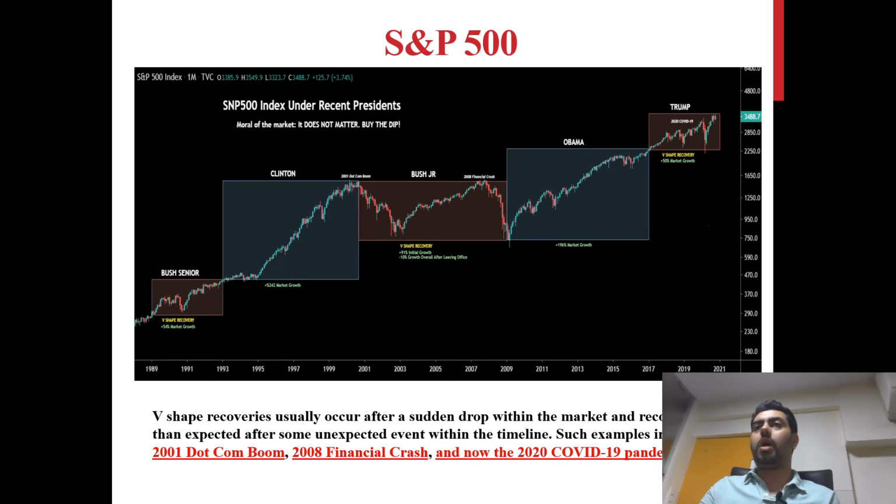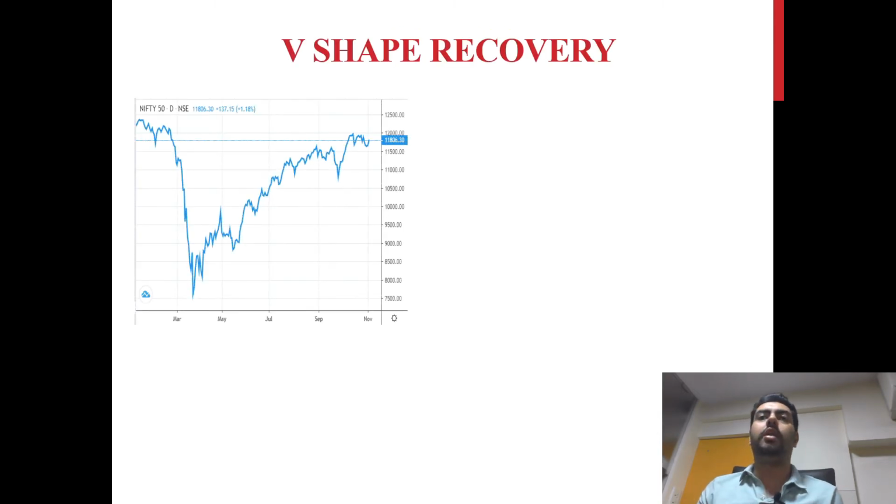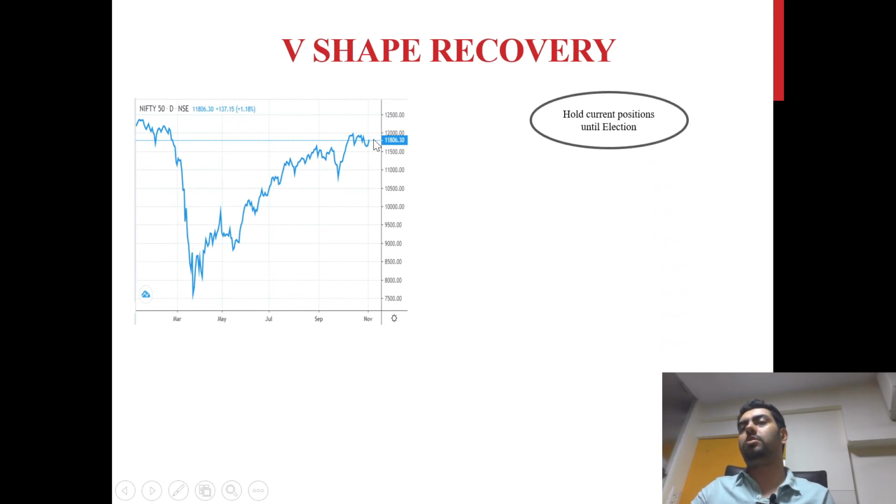Now we'll take a look at how the V-shaped recovery has had an impact on the Indian markets. Like you can see, this blue chart is the Indian markets from the month of January, and from January we were at 12,500 to 12,600 levels. From there onwards, we corrected all the way to 7,500 around mid or end of March, and like you can see, 7,500 was the low, and from there we've gone back up to 11,800 levels, which is now in the month of November. So this blue line is a V-shaped recovery. Now, of course, we've held our positions all up until this election, and the result, when we see tomorrow morning, we'll take a call.